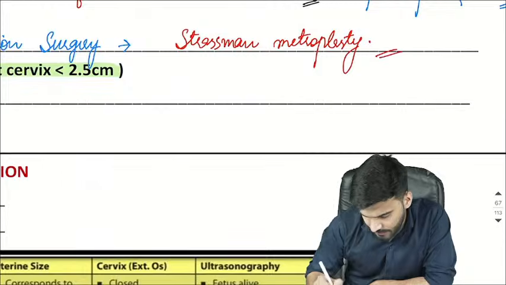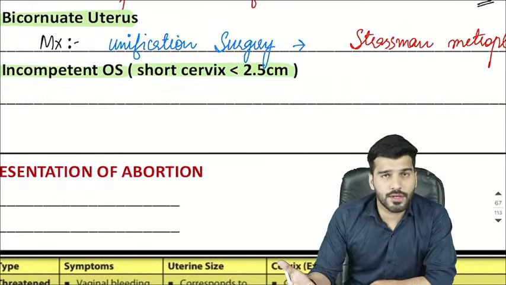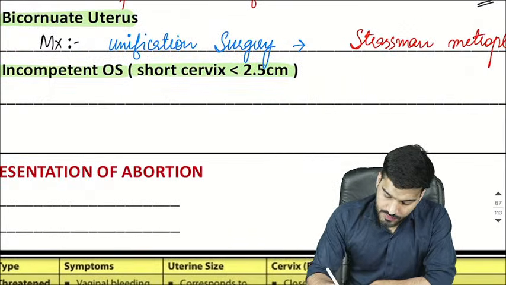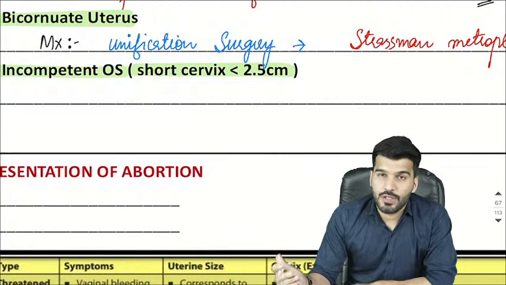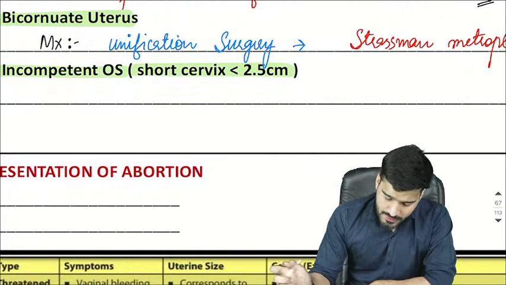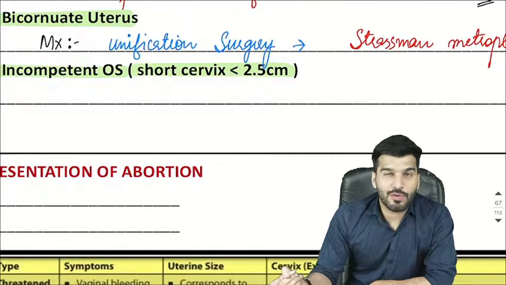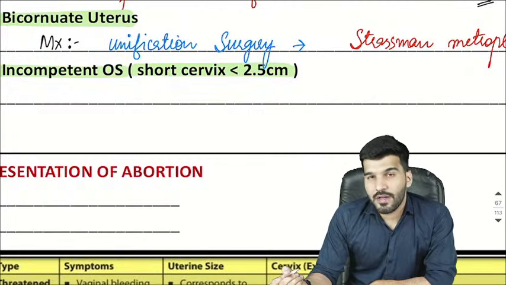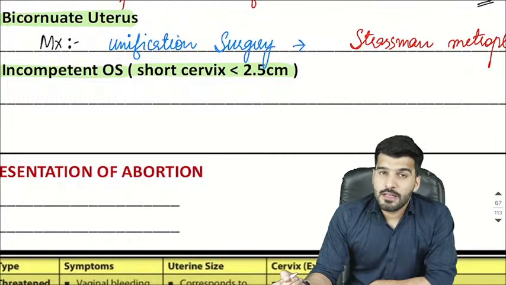Strassman metroplasty, a unification surgery. If there is recurrent pregnancy loss, that's how we treat the bicornuate uterus. We unify these two horns. Now, what is incompetent os or short cervix? We already discussed that the cervix is short when it is less than 2.5 centimeters or less than 25 mm. So what exactly do we do?